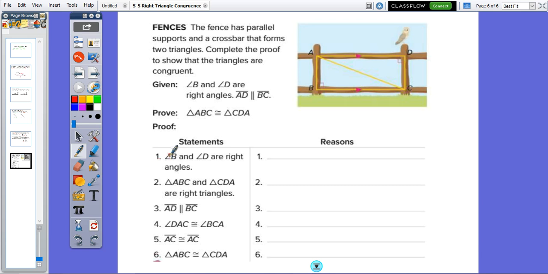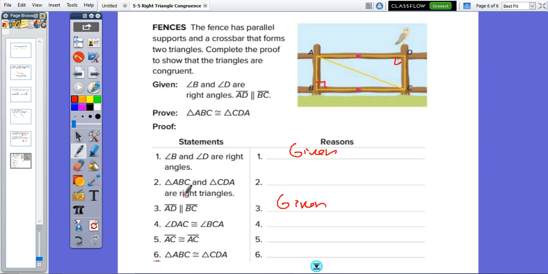So we got angle B is congruent to angle D. That is given information, so that's given. We also know, so let's actually go back and read the problem. So we got these fences that are parallel to each other, and we got a crossbar supporting it to form two triangles, okay? So we got to prove that these two triangles are congruent triangles to each other. So we start with the given information. We know A and D are right angles. They tell us that. And we also know AD is parallel to BC, so that's given right there.